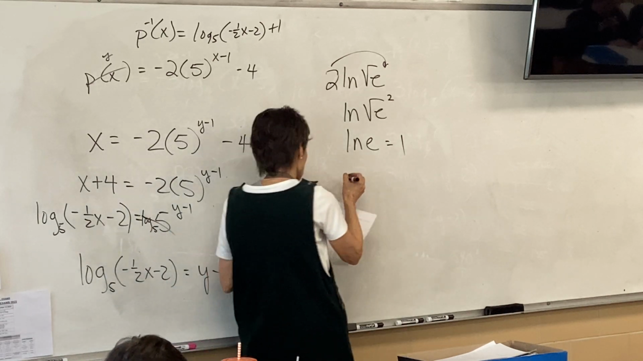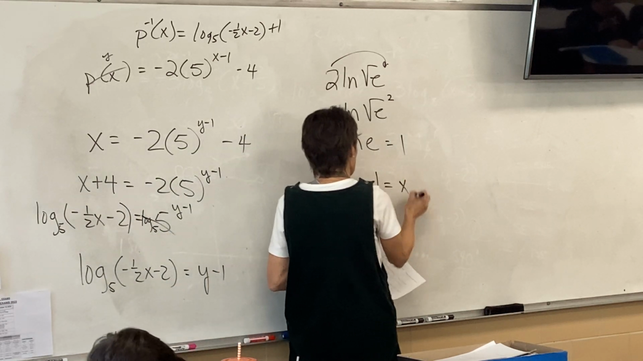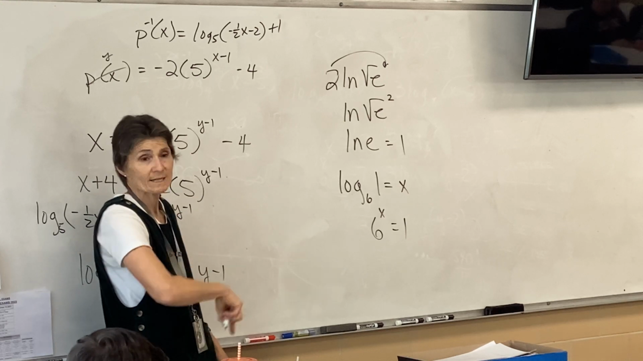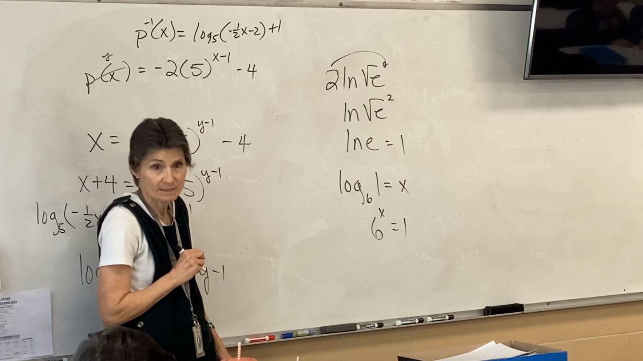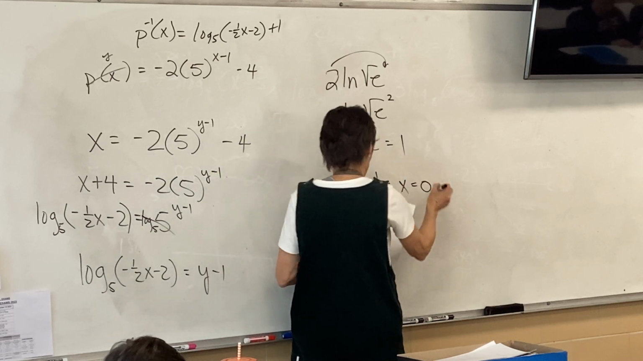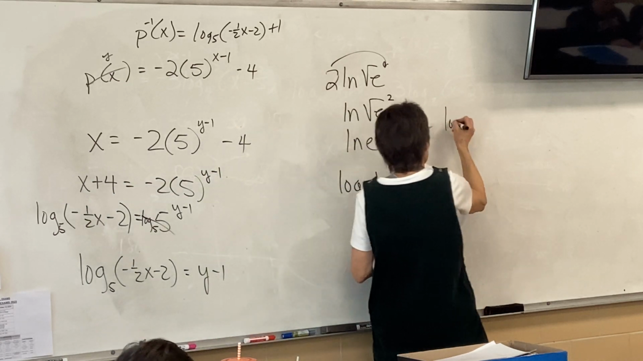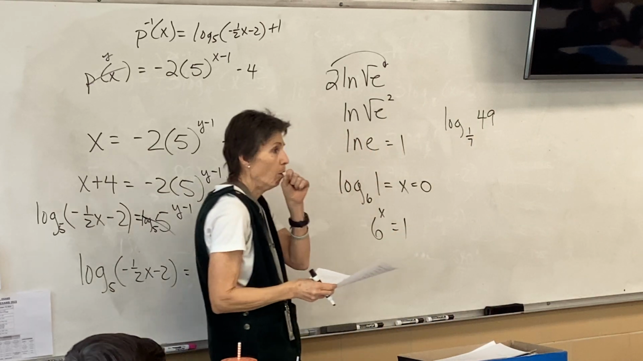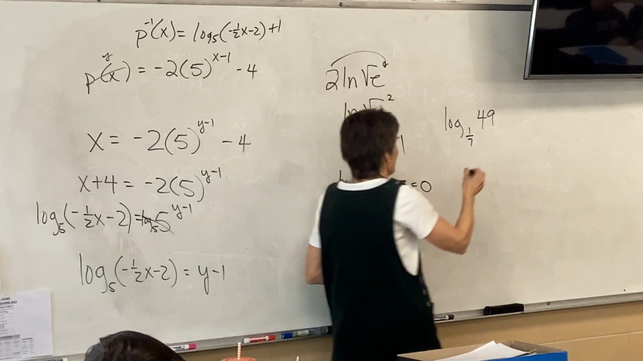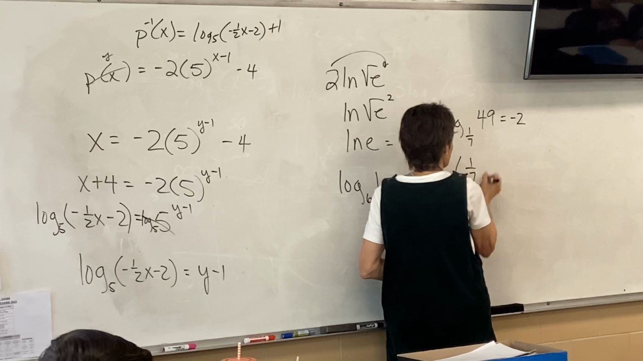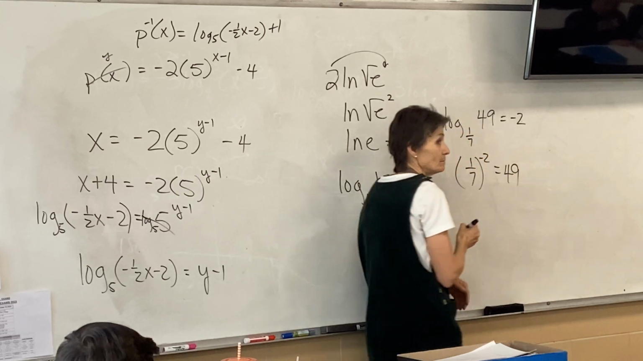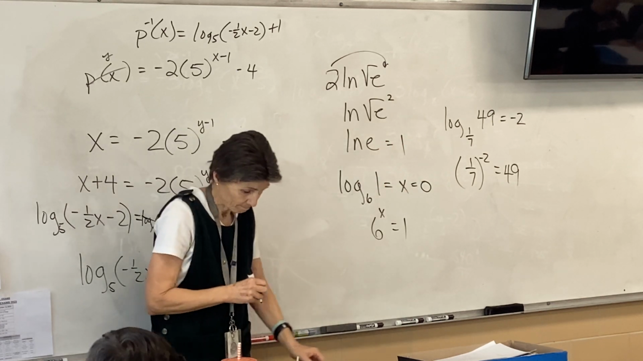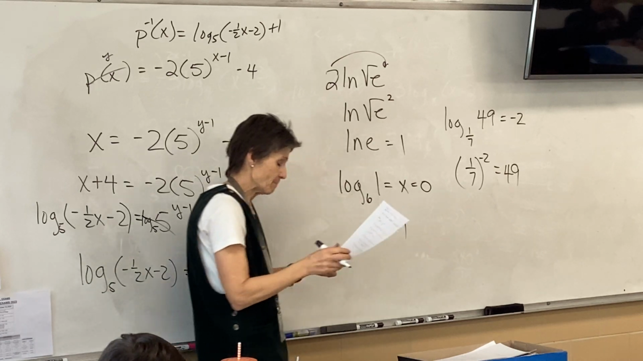How about b? 0. Guys, come on. We talked about this ad nauseum. 6 to what power is going to give you 1? There's only one thing you can raise 6 to and end up with 1, and that is 0. So the answer is 0. All right, how about log base 1/7 of 49? -2, I heard? Yeah. Because if you raise 1/7 to the -2nd, you get 49, because it flips over and squares. Beautiful. How about D?